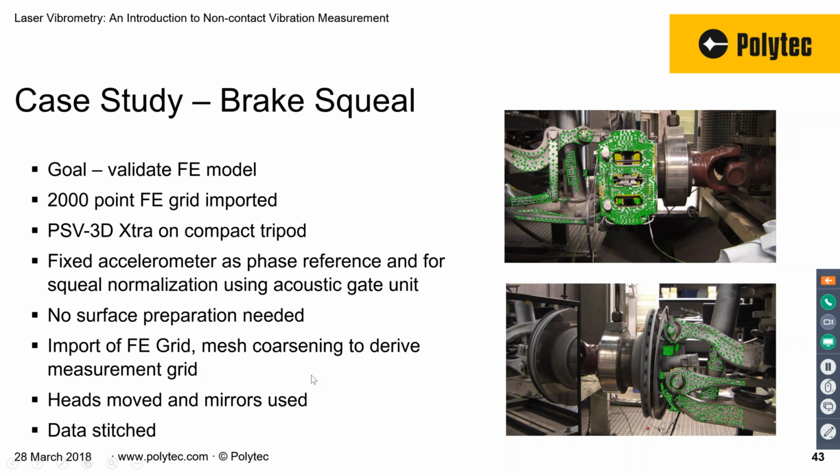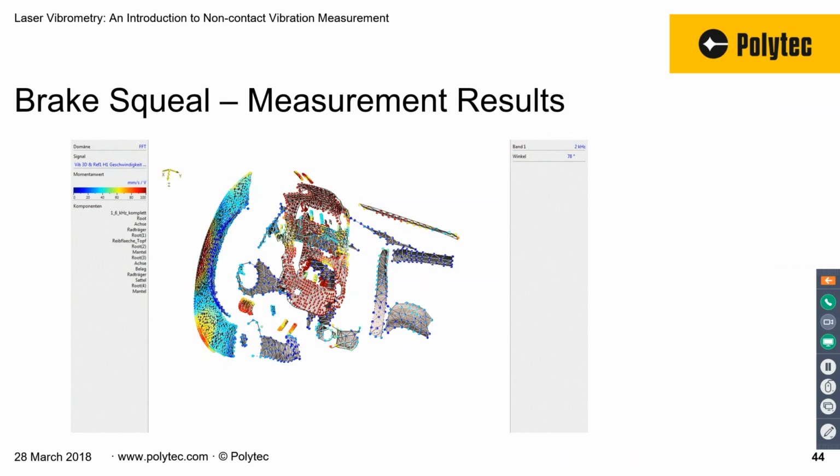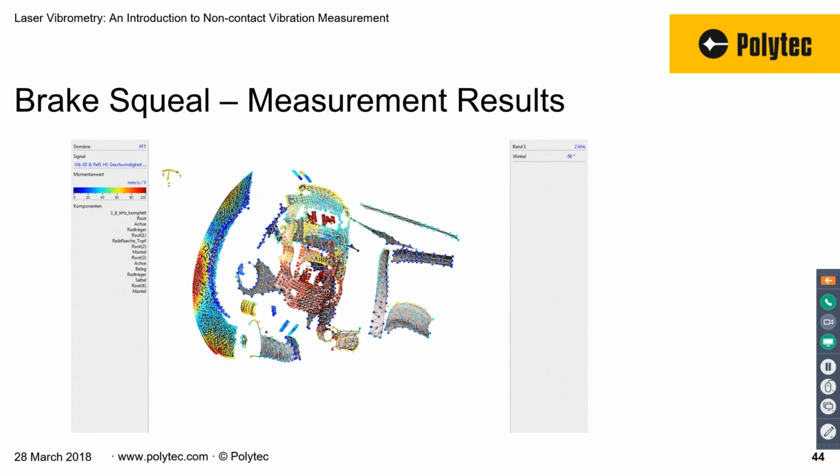So ported the grid, coarsened the mesh, heads were moved to different locations, and the data was stitched from different directions. And here is the result. Hopefully you can see this animation on your computer screens. And again, very high resolution, very high density of measurements. It kind of looks like it's model data, but it's actual real experimental data that can be used to validate the model very, very precisely.